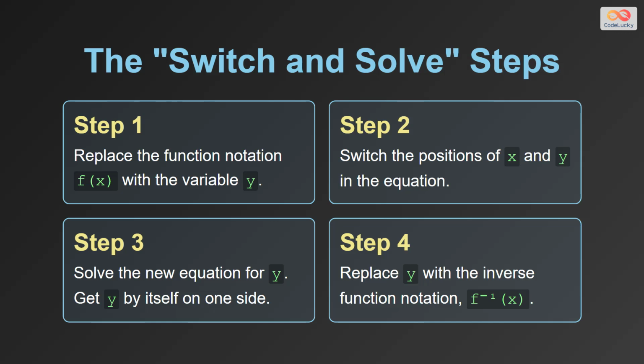Here are the 4 simple steps you need to master. First, you'll replace the function notation, f of x, with the letter y. Second, you'll switch the places of x and y in your equation. Third, you'll use your algebra skills to solve the new equation for y. Finally, you'll replace y with the special notation for an inverse function to show your answer.